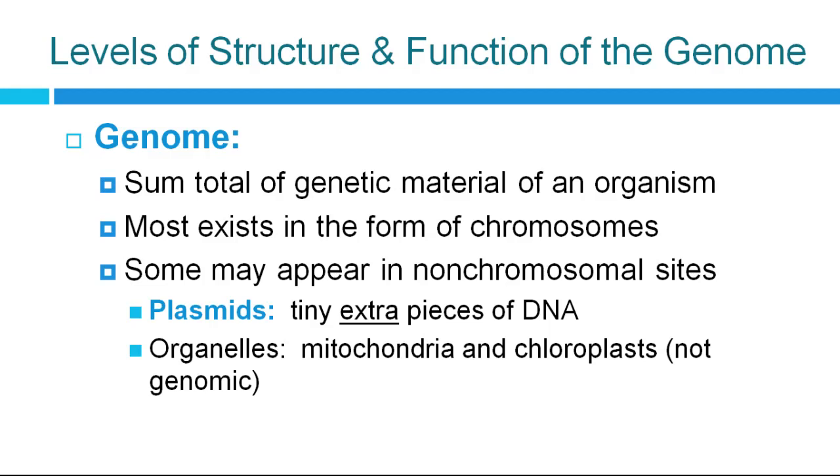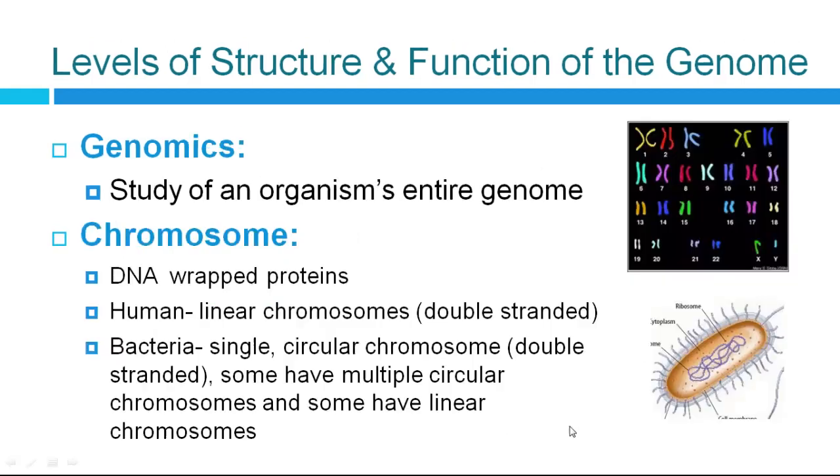Another source where we see DNA would be in an organelle, such as a mitochondria or a chloroplast, which would be in animal cells and plant cells. These are not genomic either, okay? So these are DNA segments that are used just for those organelles. They make their own proteins. Okay, so that's kind of something interesting. And so genomics is just when you're studying an organism's entire genome.